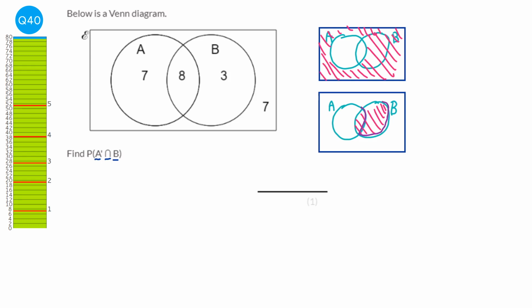So if you have a look and see which are shaded in both, you can see that this part here is shaded in both. So this part here is not in A and is in B. So it's this 3 here. So the probability is going to be that 3 over the total amount. So all of these added together, which is 25.